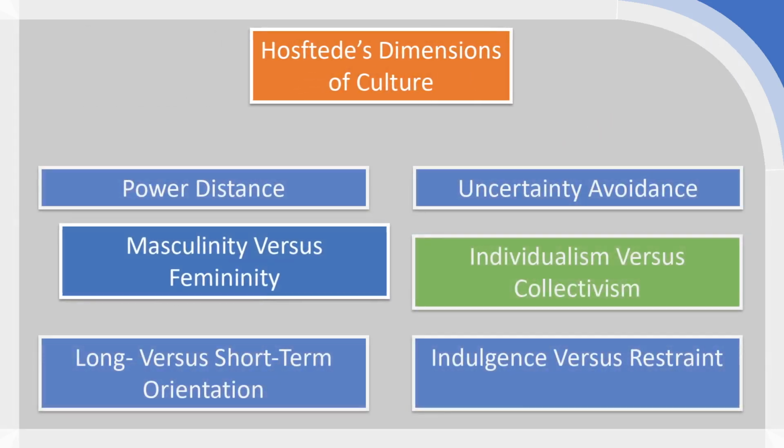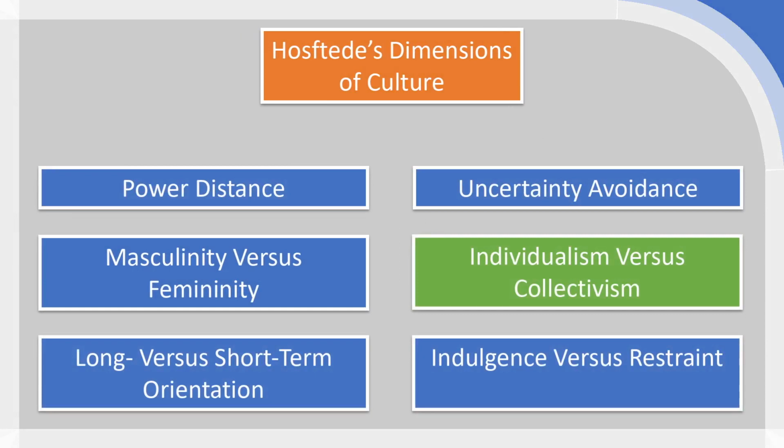So moving on to the fourth dimension, which is individualism versus collectivism. We covered this in quite a bit of detail in week 2 when we looked at political systems. So it's in the political systems video. So everyone should be relatively familiar with it.